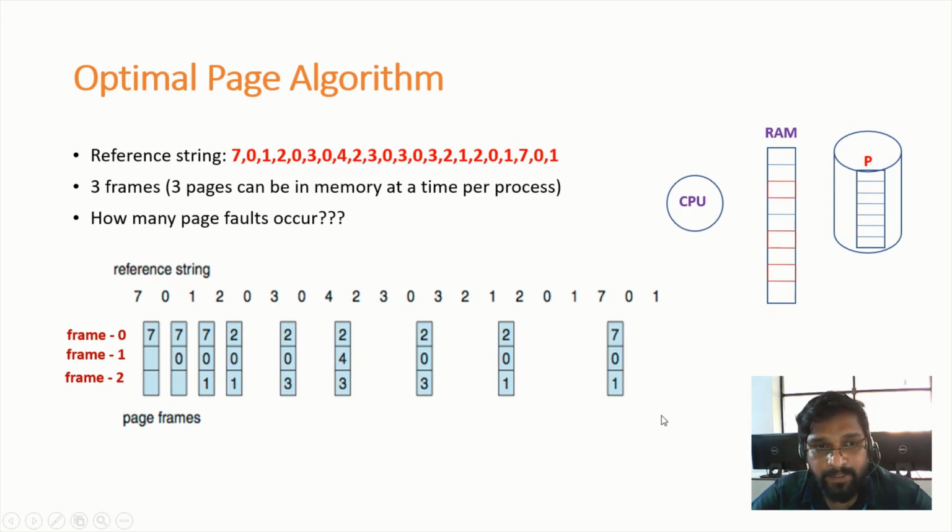So now we need to answer, that is how many page faults has occurred. So in order to determine this, we need to count how many times we have drawn the RAM. That is 1, 2, 3, 4, 5, 6, 7, 8, 9, right? The answer is 9, right?